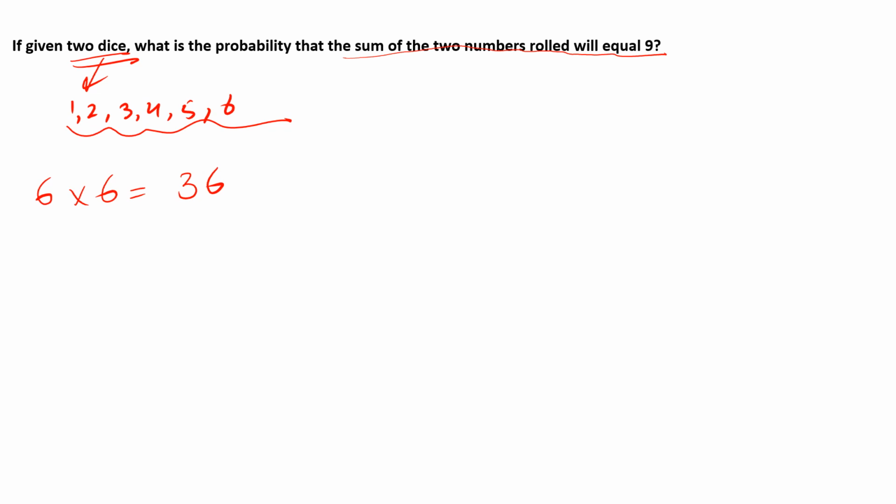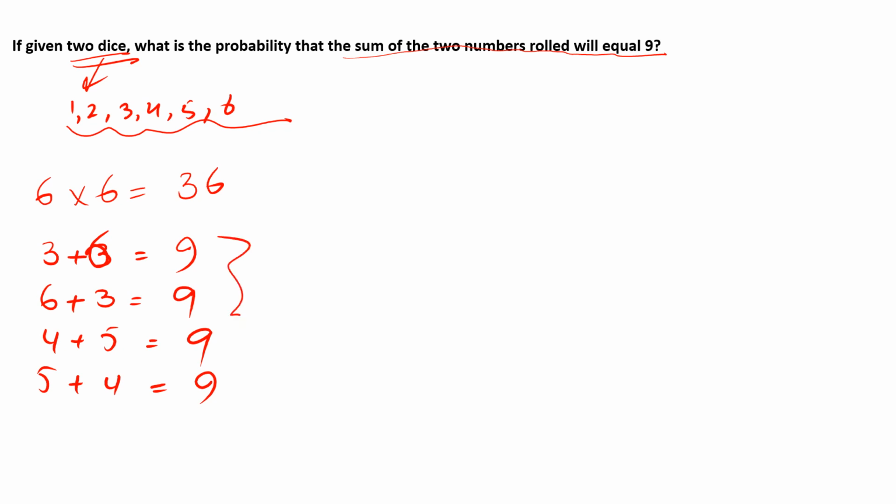Now, what is the probability that the sum of the 2 rolled dice will equal 9? I'm not showing each and everything. Understand that if you are rolling the 2 dice, what are the possibilities of adding the 2 dice numbers and getting 9? Either 3 plus 6 you will get 9, or 6 plus 3 also you will get 9. Similarly, 4 plus 5 you will get 9, or 5 plus 4 we will get 9. So the favorable outcomes are 4: 1, 2, 3, 4, and the total outcomes are 36. So that is the probability of getting the sum equal to 9.